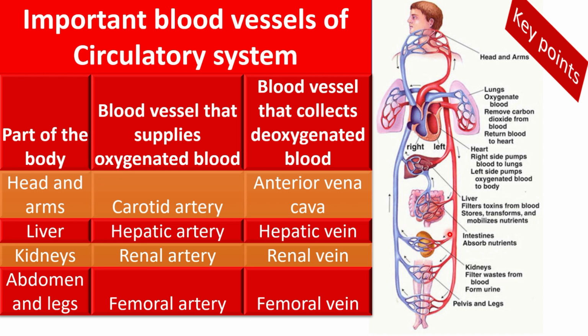The other important organ we have in our body is the kidney. There are two kidneys and a special artery that carries oxygenated blood to the kidney. It is called the renal artery, and the deoxygenated blood from the kidney is collected by another special vein called the renal vein. The renal vein collects deoxygenated blood from the kidney, and this vein is also connected to the inferior vena cava.